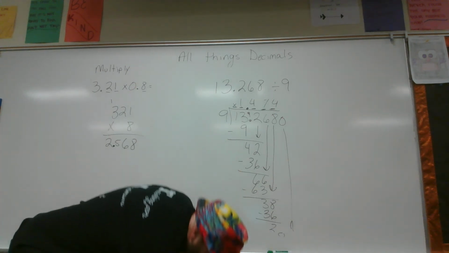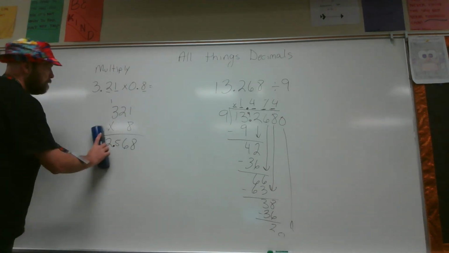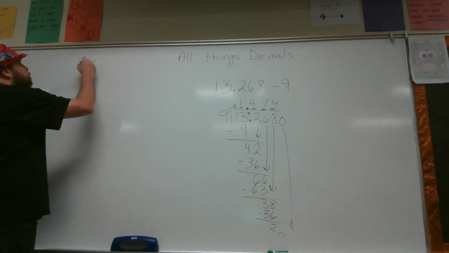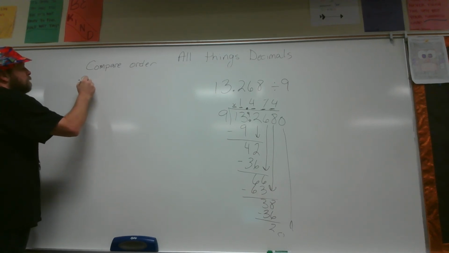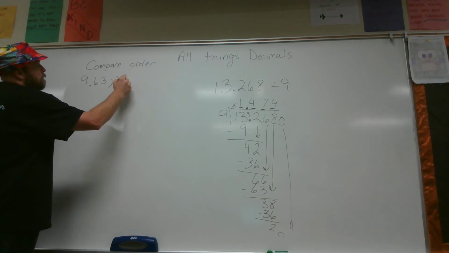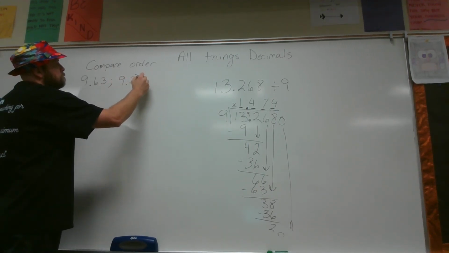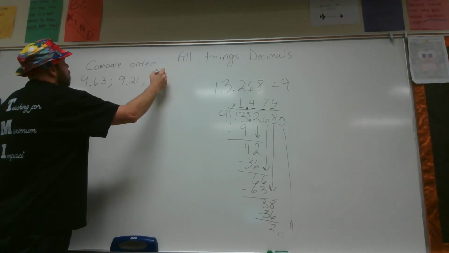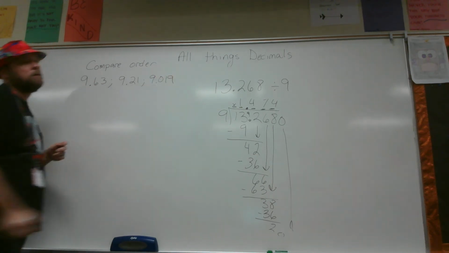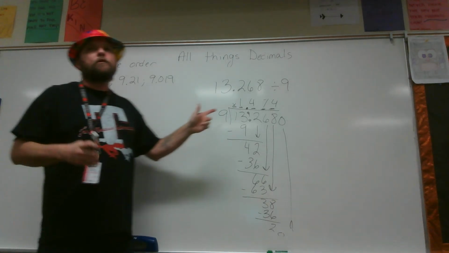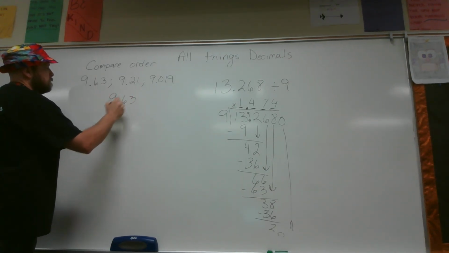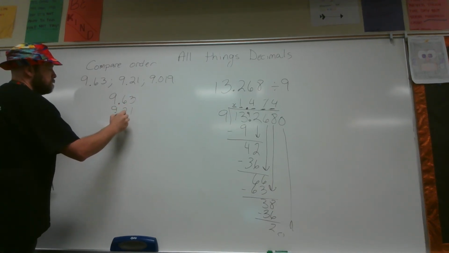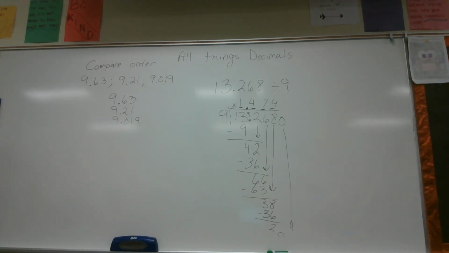And when comparing or ordering decimals, you'll probably get them written like that. When you compare them or you order them, you write them down, lining up the decimal points. Then you add in your placeholders, and then you just compare them or order them or whatever it asks.